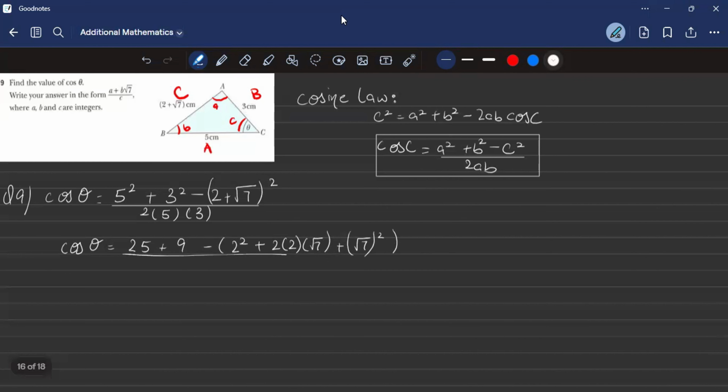divided by, simplify this, 5 3s is 15 and 15 multiplied by 2 is 30. So cos theta is equal to 25 plus 9. What is 25 plus 9? It's equal to 34. 34 minus, we're going to simplify this, 2 squared is equal to 4. And this is going to be equal to 4 under root 7 plus 7 here, divided by again 30.